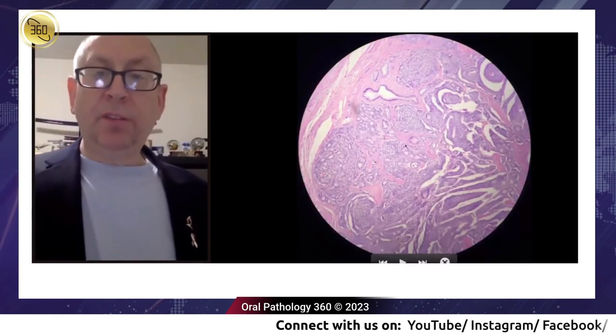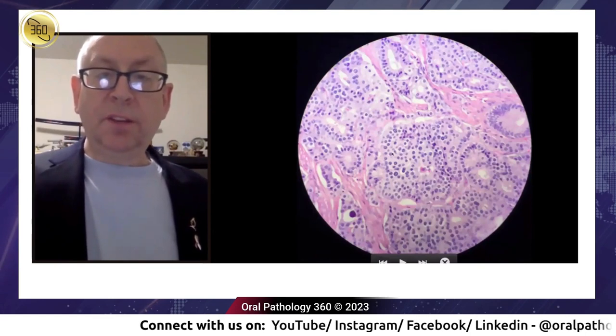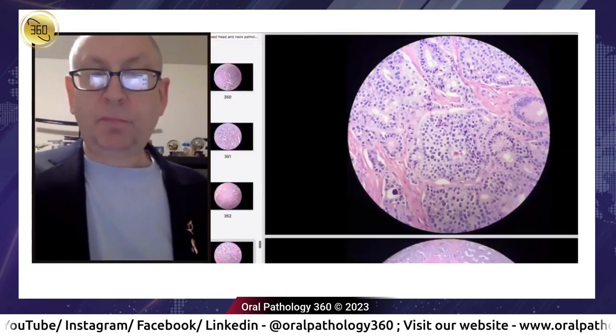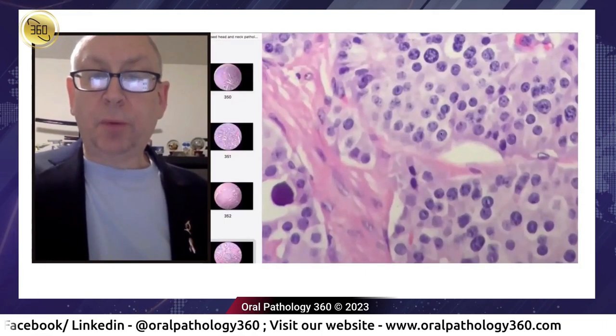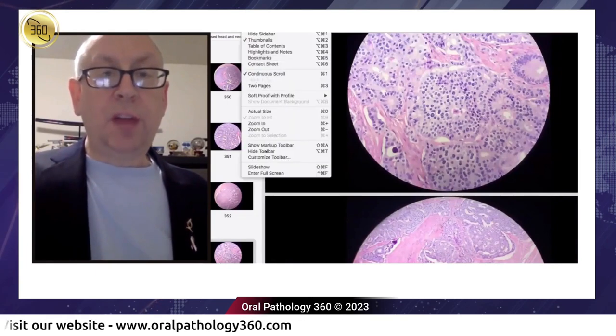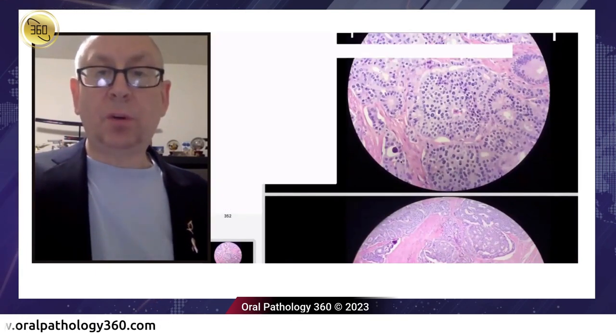This is all part of the same tumor. And you can see there's some larger cells, some smaller cells. But if I blow this up, right, they're kind of salt and peppery. Different nuclear features. So that we know we have a neuroendocrine tumor.